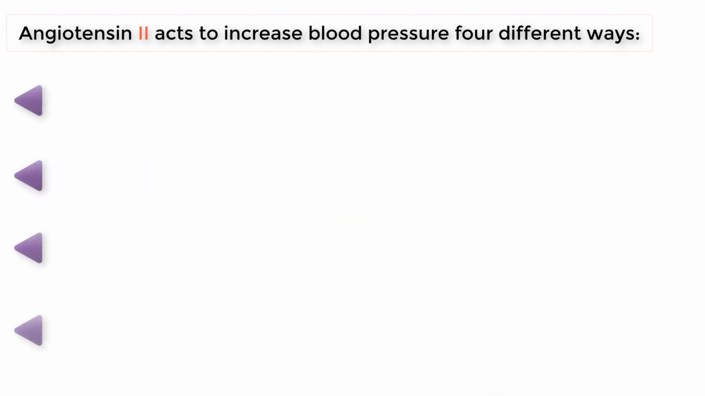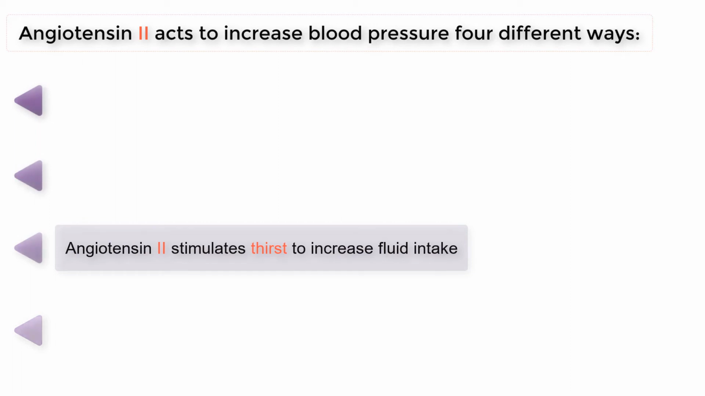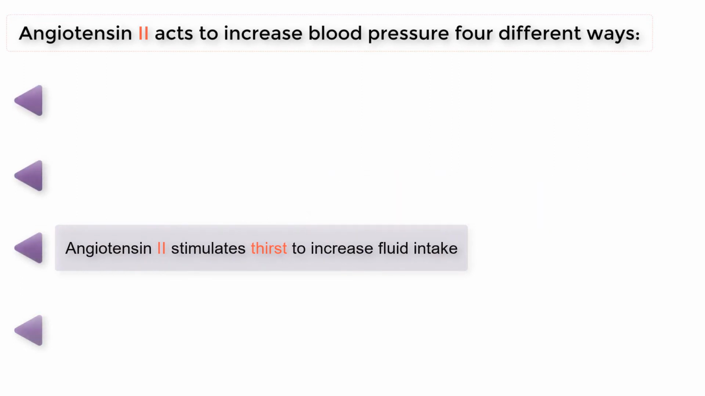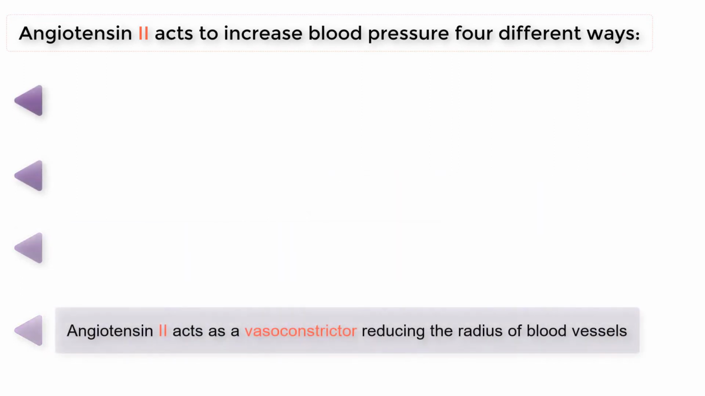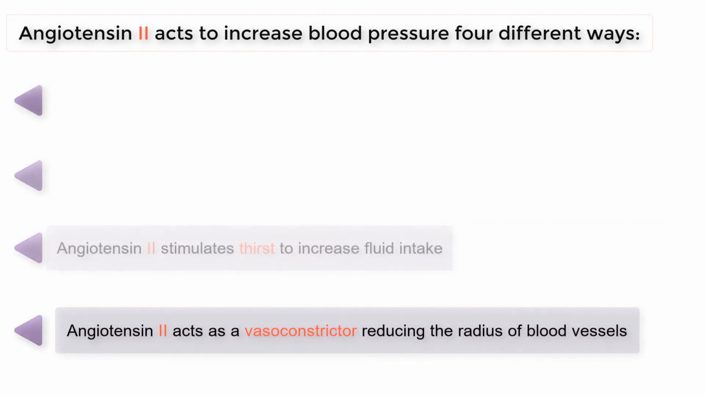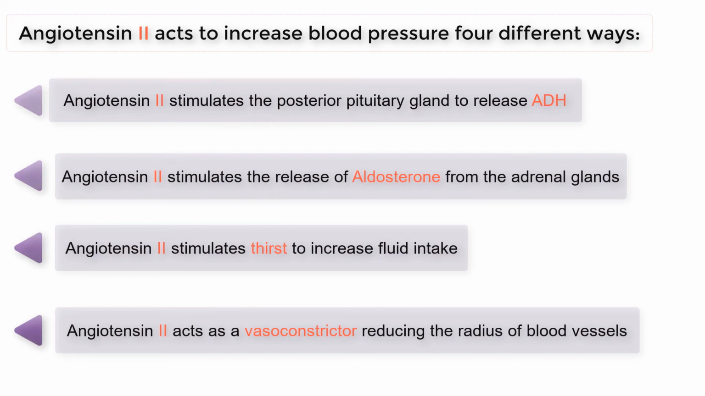Number 3. Angiotensin II stimulates thirst to increase fluid intake, which will increase blood volume, increasing blood pressure. Number 4. Angiotensin II acts as a vasoconstrictor, reducing the radius of blood vessels, which increases resistance to blood flow, which increases blood pressure. These 4 steps are how angiotensin II is able to act to increase blood pressure.